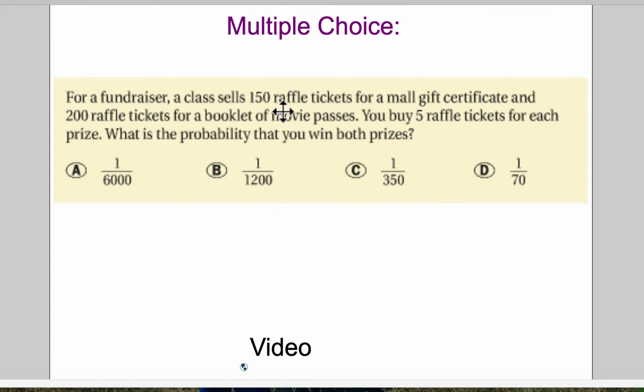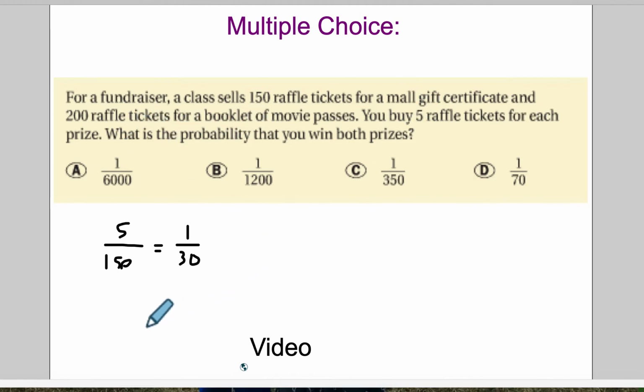All right, so we got 150 raffle tickets for a mall gift card, 200 raffle tickets for a movie passes. You buy 5 raffle tickets for each, right? So that would give you 5 out of 150 of winning the mall gift certificate, which I'd always reduce, right? 5 over 15 is going to be 1 over 3, so it's going to be 1 over 30. So you have a 1 in 30 chance of winning the mall gift certificate.